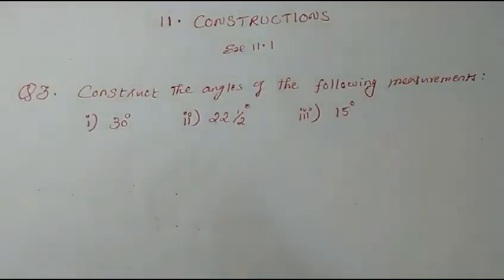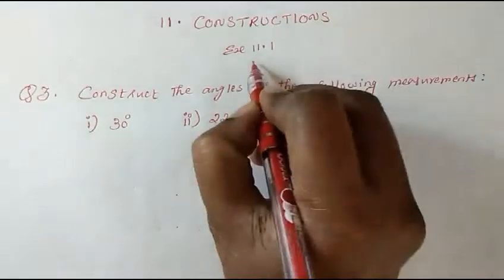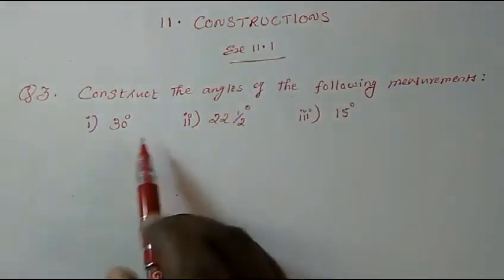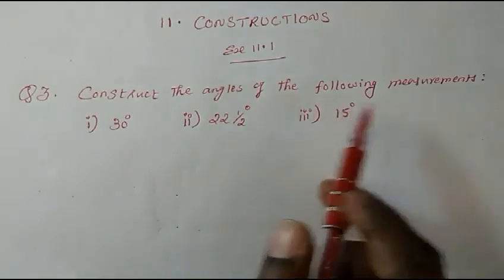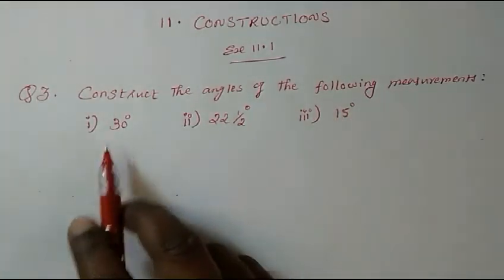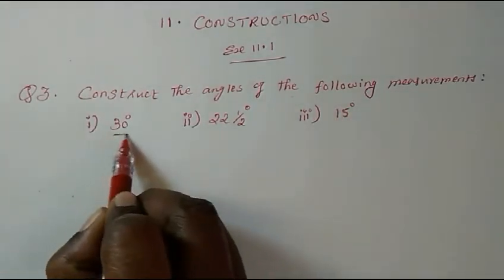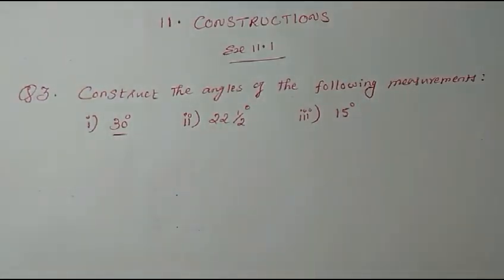Today we are going to study chapter 11, Constructions, exercise 11.1, question 3. Construct the angles of the following measurements. So we have to construct. First, let us see how to construct 30 degrees.